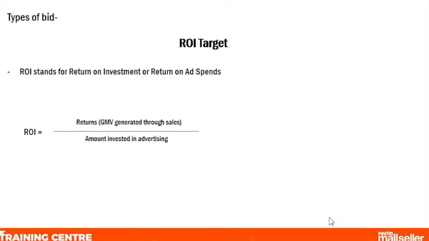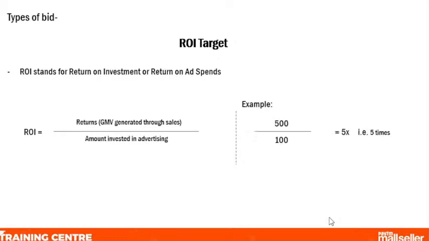For example, if you invest rupees 100 in PLA and are expecting a GMV, that is gross merchandise value, of rupees 500, then your ROI would be 500 by 100, which is equal to 5 times. So you can set your ROI as 5 based on your ROI target and your daily budget, and the system will automatically bid on behalf of your product ads in the auctions.